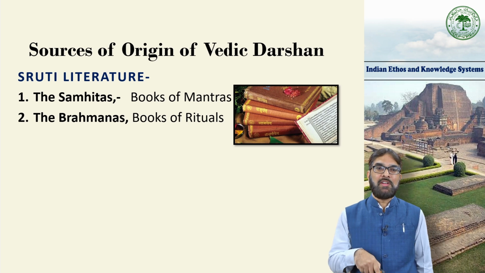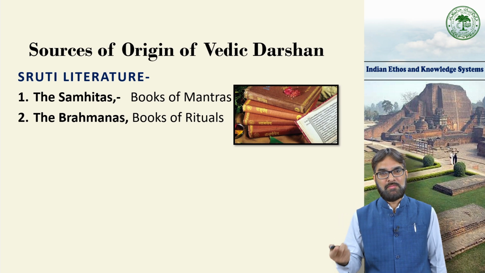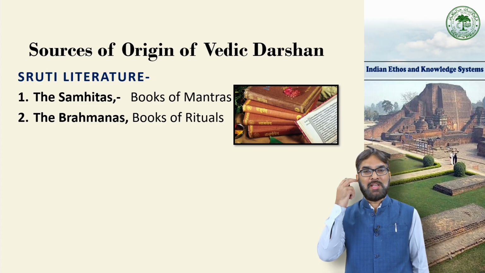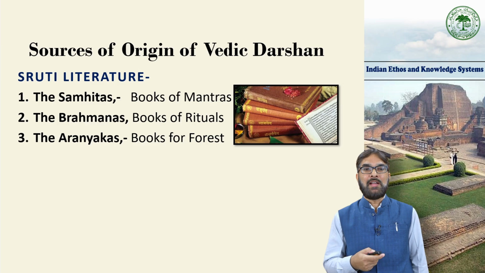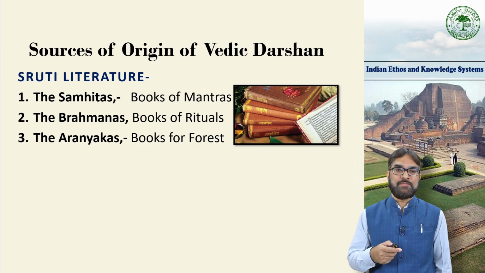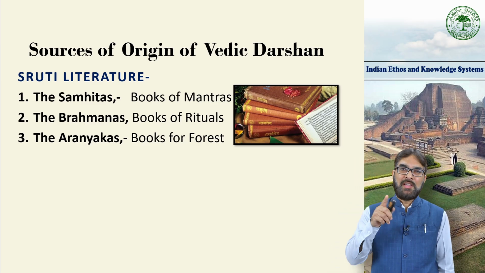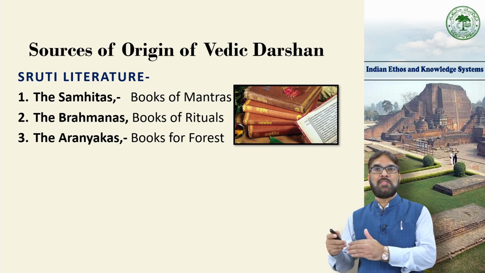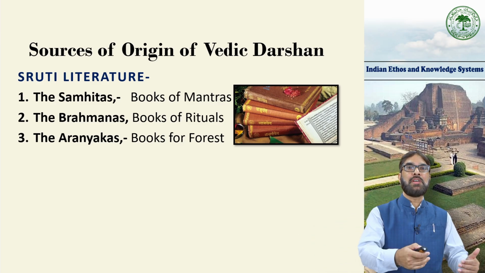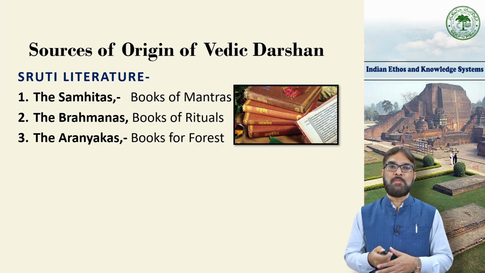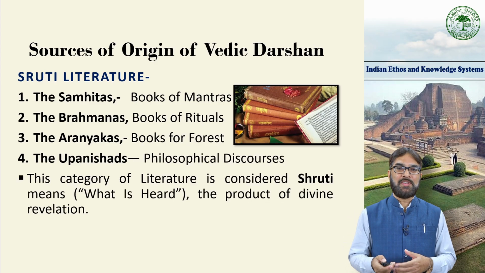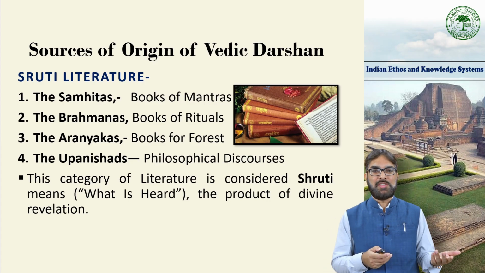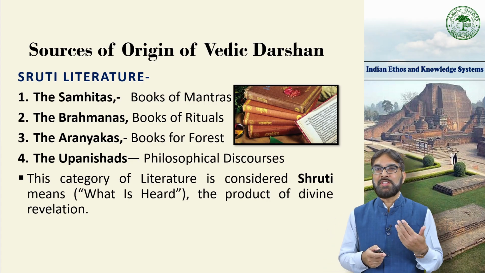Then the next level of literature is the Brahmana books, the books of rituals. Samhitas are the books of mantras, and Aranyakas is the third level, the books of the forest. Here the meditative thinking begins, and later on this thinking is converted into philosophical discourses in the form of Upanishads. This category of literature is considered Shruti, which means what is heard.